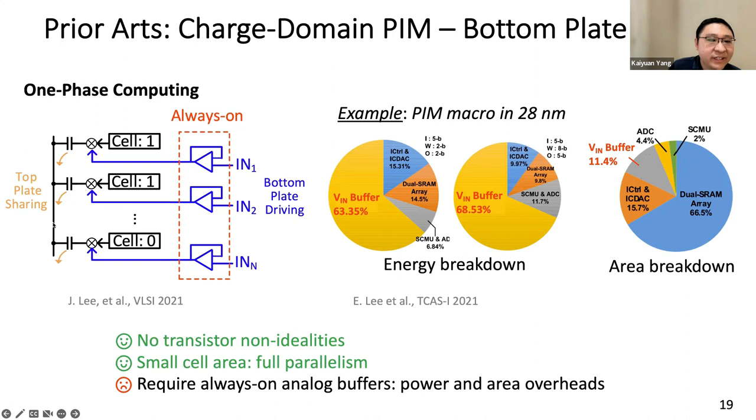This enjoys the same linearity and accuracy as the normal top plate charge domain computing, but you can potentially reduce the complexity of the switching circuits so that you can have a smaller cell area and better parallelism. But a key problem with this type of design is that you have to have a very strong driver to drive the bottom plate to accurately provide the input signal. As studied in this work, this input buffer itself takes up around 63% of the total energy, which is a dominant source and not very desirable. Getting rid of this extra buffer will be a key design challenge to make better charge domain PIM hardware.